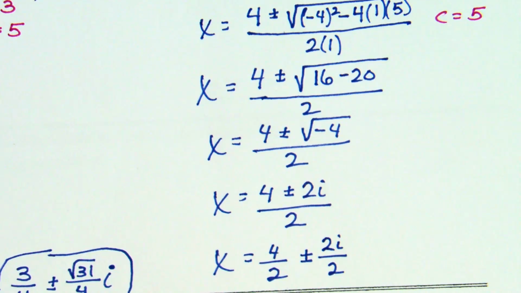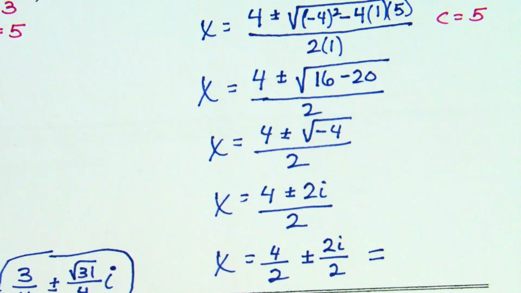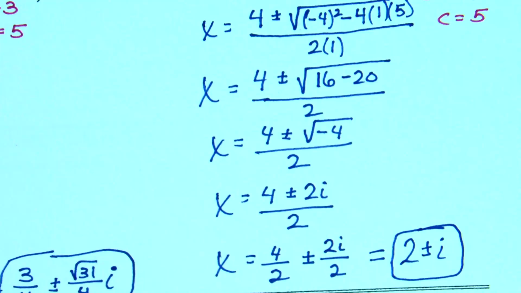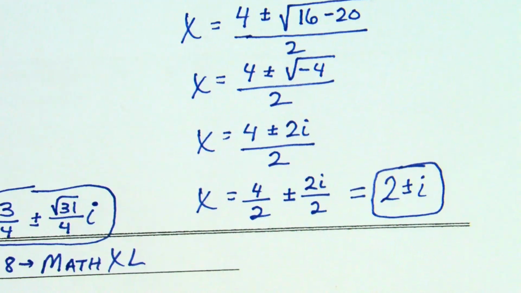Does that stick with the theme of this chapter of having 2 answers for every quadratic equation we solve? Yes, because one answer is 2 plus i. The other answer is 2 minus i. So it sticks with the theme of having 2 answers. Okay.